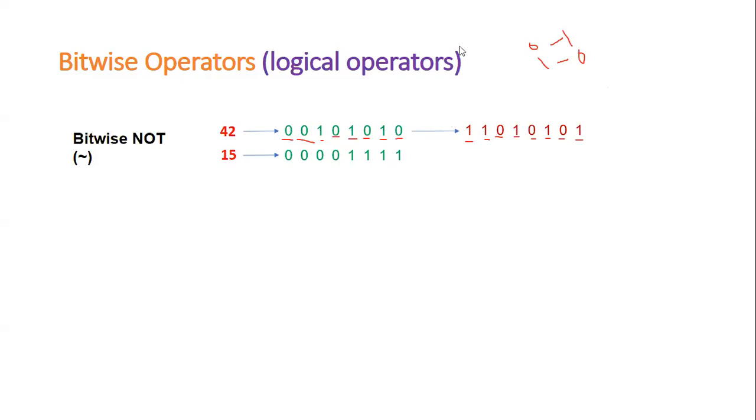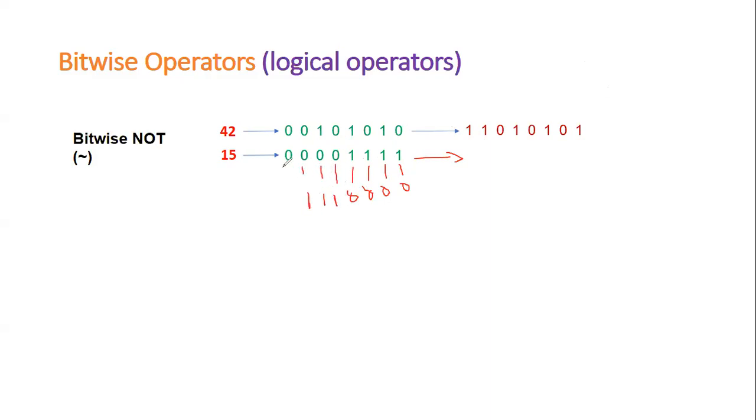And similarly, how can we do this one? How to convert this? Here 1 is there, so I should change this 1 to 0, and this 1 again to 0. Again this 1 I should change to 0, again this 1 to 0. And this 0 I should change to 1, and this 0 I should change to 1.